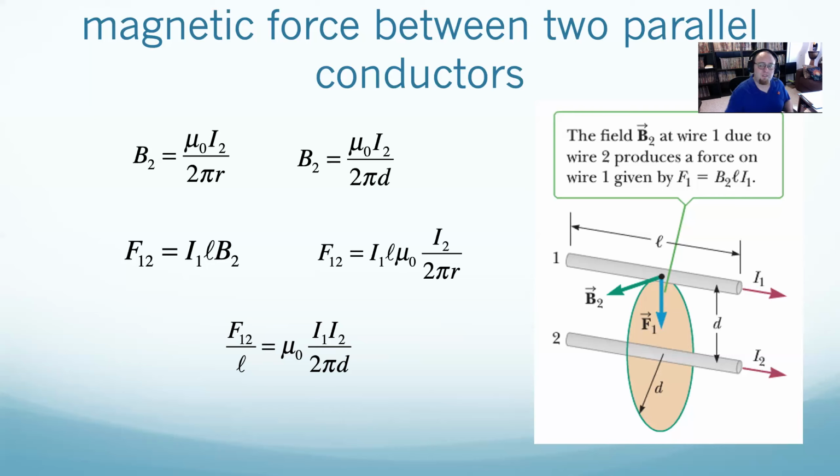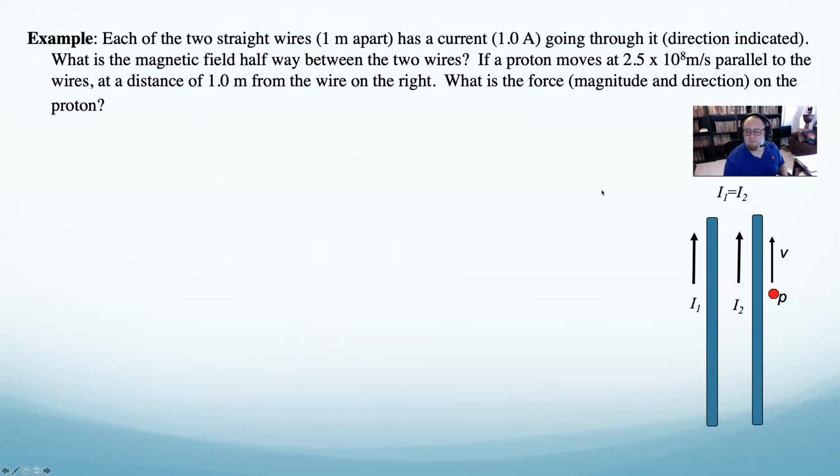Let's do an example. This example is pretty similar to the one on last semester's exam, but not quite exactly the same. So we have two straight wires, 1 meter apart. They each have a current of 1 amp going through it in the directions indicated. What is the magnetic field halfway between the two wires? And if a proton moves at 2.5 times 10 to the 8th meters per second parallel to the wires at a distance of 1 meter from the wire to the right, what's the force acting on it?